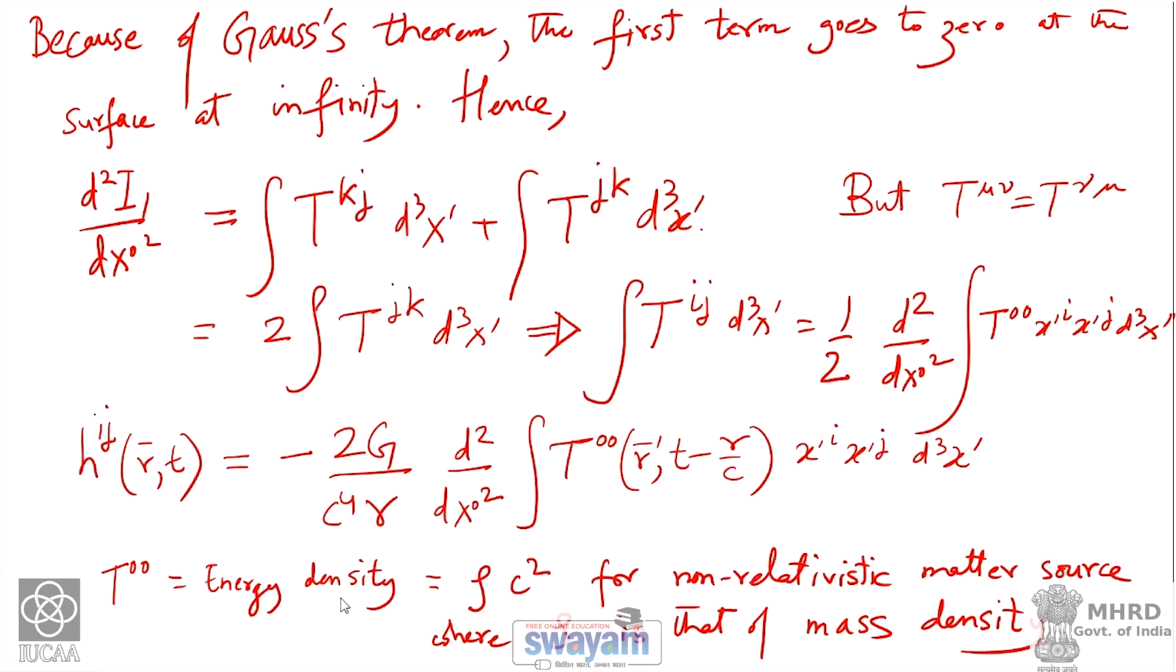So, what we have got is that in the transverse traceless gauge, the 2 degrees of gravitational wave is given by minus 2G by c^4 r, d²/dx0² of the mass density times c² x'_i x'_j d³x'. But x0² is nothing but c² t². So this c² will cancel with this t².